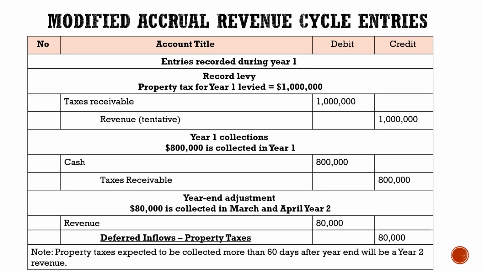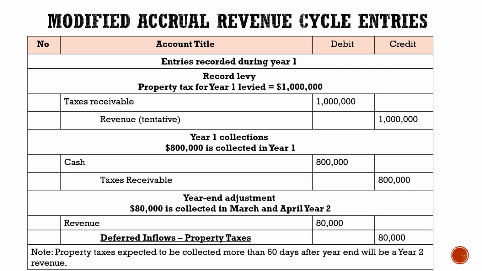Our third journal entry here is going to be an adjustment for that $80,000 collected in year two. Okay, so we're going to decrease our revenue, right? Because see here at the top in journal entry one, we said we're going to collect $1 million in revenue. We know we might not collect all of that, but we said we're going to collect all of it right now. So when we realize that we're not going to collect all of that, how much did we not collect? Well, $80,000. So we're going to reduce our revenue by $80,000. That tentative revenue amount has now been reduced by $80,000.